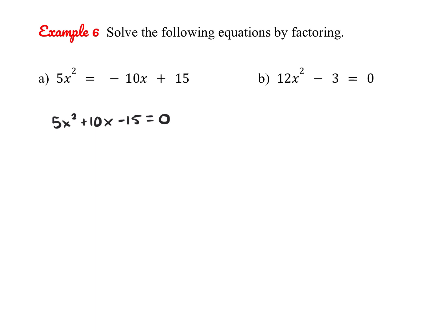Now here, remember, the first thing we always check for is a GCF. And in this case, we do have one. Our GCF is equal to 5. All three terms are divisible by 5, and I'm going to put that 5 out front. So leaving us with x squared plus 2x minus 3 equals 0.